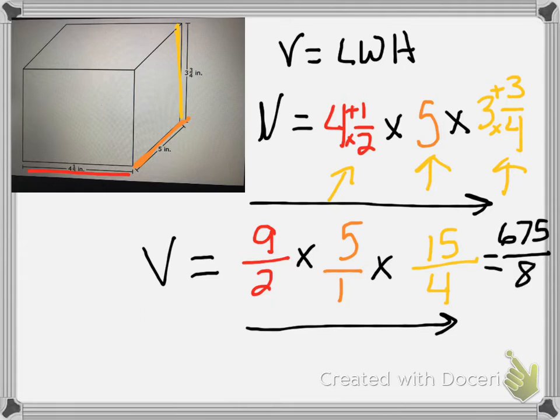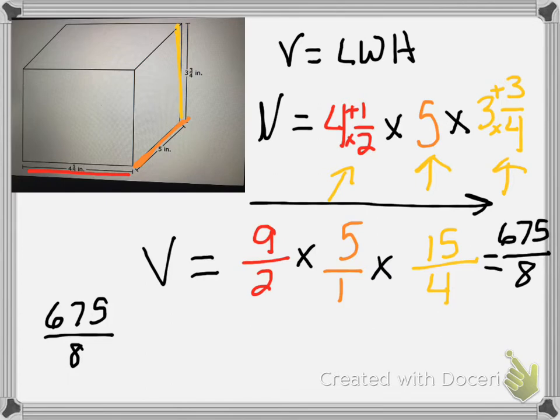Now, we have an improper fraction as our answer, but we have to change this back into a mixed number because that is the most proper way to write it. We always want to reduce it and write it in the simplest form. So in order to find the mixed number for 675 over 8, we are going to divide, because remember the fraction bar is just a division.